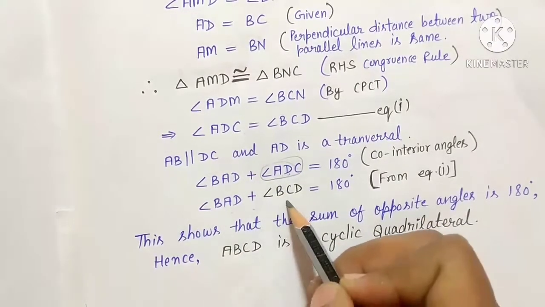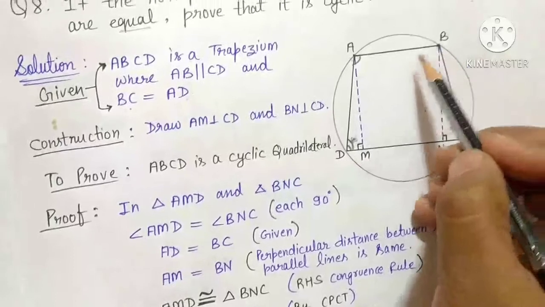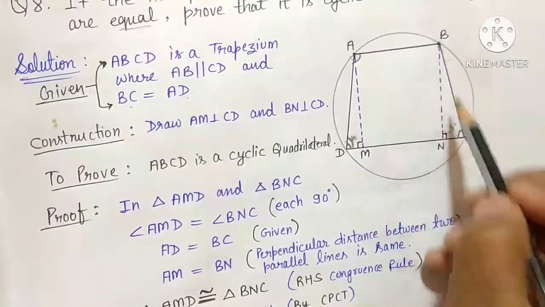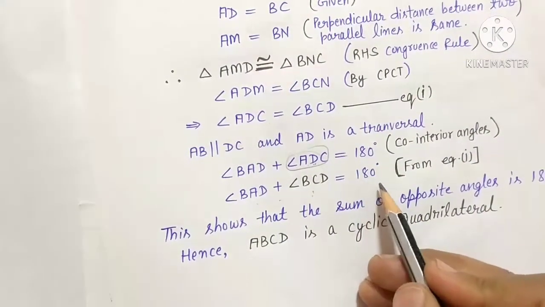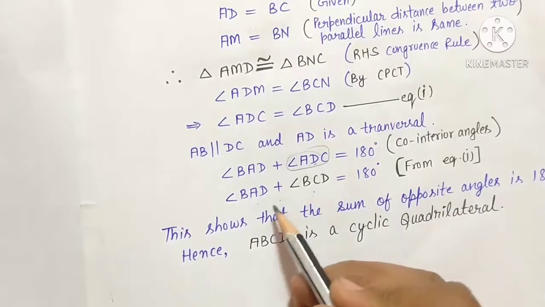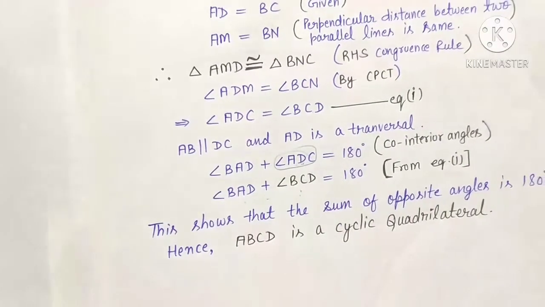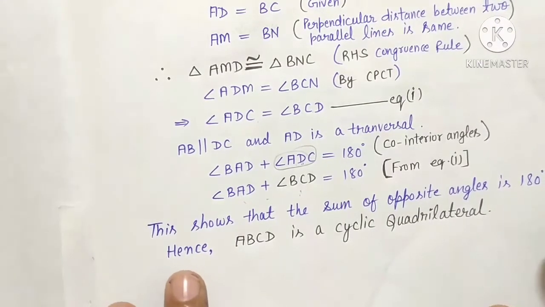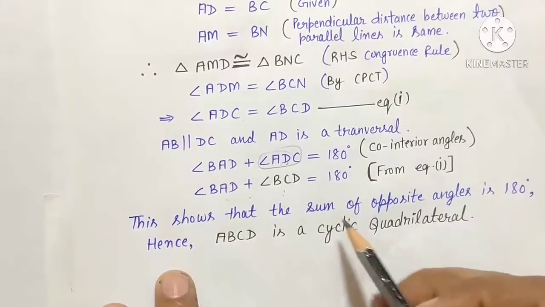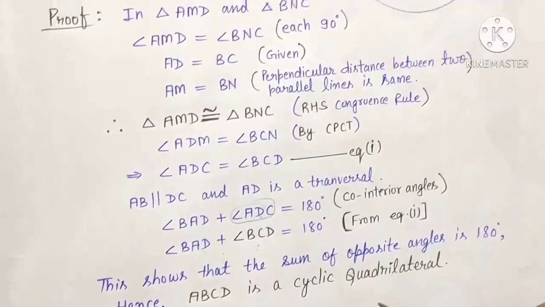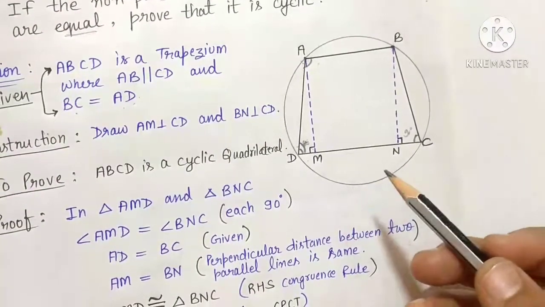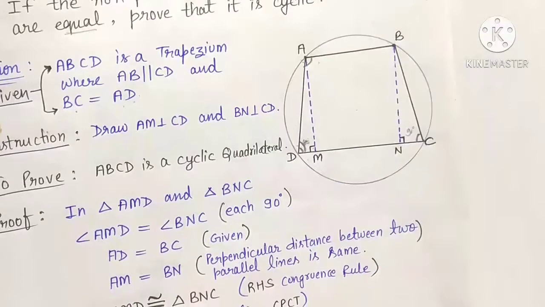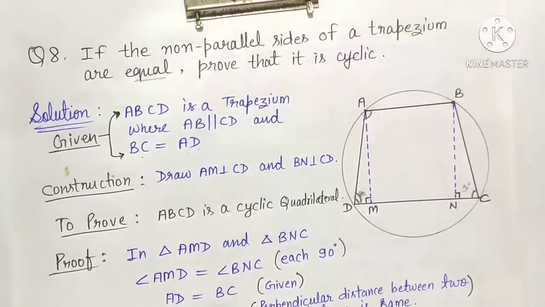Now angle BAD plus angle BCD, these opposite angles, their sum is 180 degrees. If the sum of opposite angles is 180 degrees, it shows that it is a cyclic quadrilateral, because we have learned in theorem 10.11 that the sum of the opposite angles of a cyclic quadrilateral is 180 degrees. So we can say definitely that ABCD is a cyclic quadrilateral, and this is what we had to prove. So question number 8 is done.